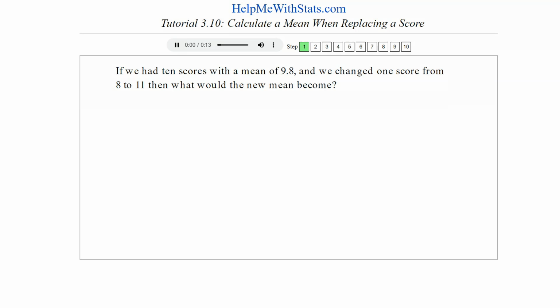Here is an example problem when we change one score. The original mean is 9.8 and there are 10 scores. A score of 8 is changed to an 11. What is the new mean?